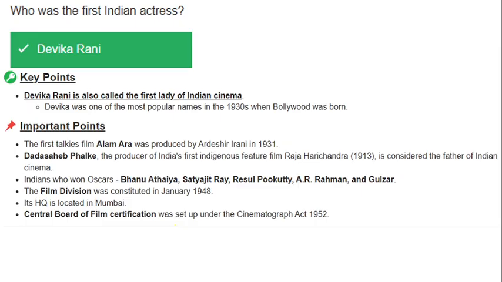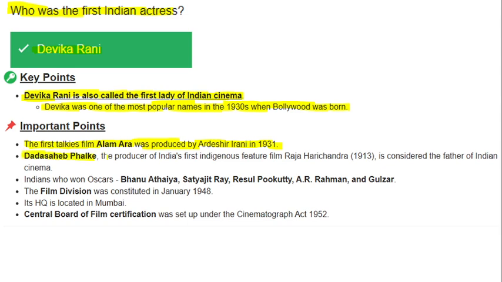Next, who was the first Indian actress? Devika Rani. Devika Rani was the first Indian actress. Devika Rani is also called the first lady of Indian cinema. Devika was one of the most popular names in the 1930s when Bollywood was born. The first talkies film Alam Ara was produced by Ardeshir Irani in 1931.